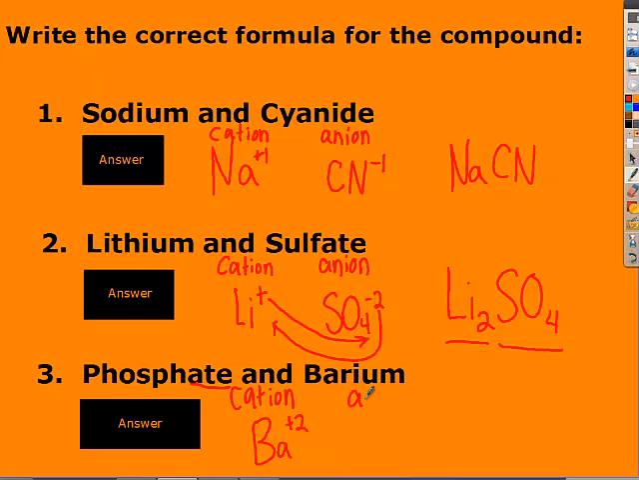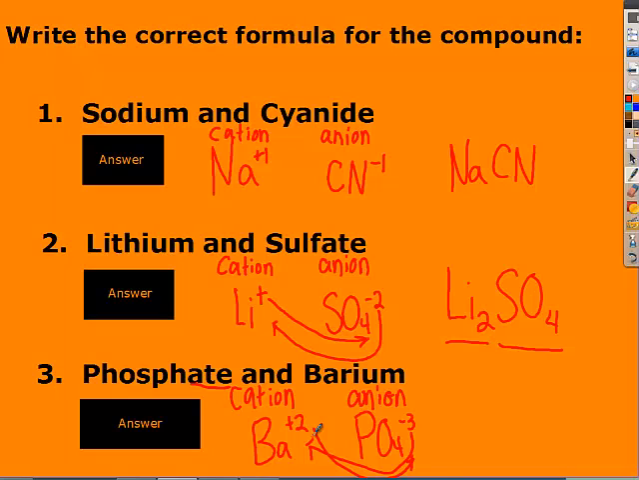My anion, now this is going to be my phosphate. Flip over your periodic table to the back. Go to the bottom. There it is. PO4 -3. It says 3 negative, but it's the same thing. I need to flip my charges. So I'm going to have 2 phosphates, and I'm going to have 3 bariums.